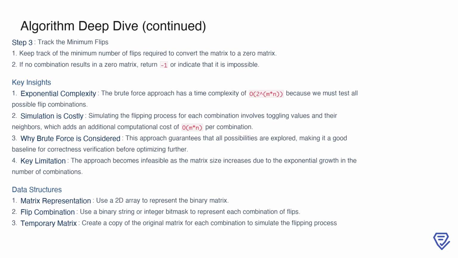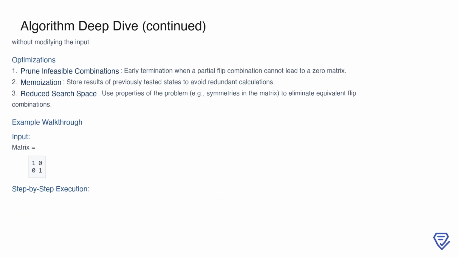optimized approaches. To implement this, we use a 2D array to represent the binary matrix, a binary string or bitmask to represent flip combinations, and a temporary matrix to simulate flips without altering the original input. To address the limitations of the brute force approach, we can explore optimizations.